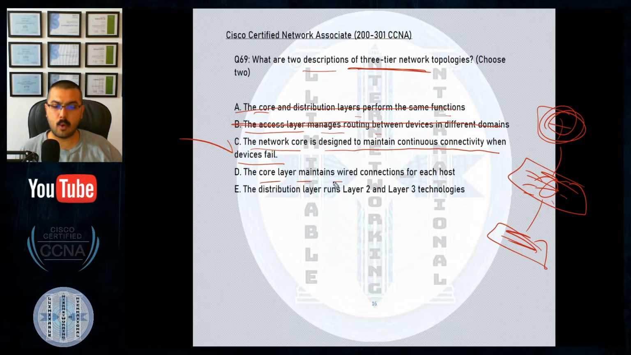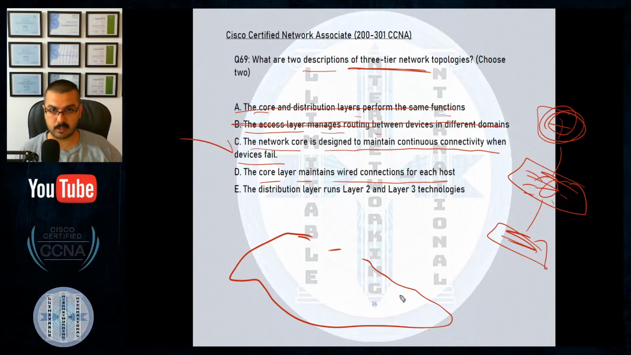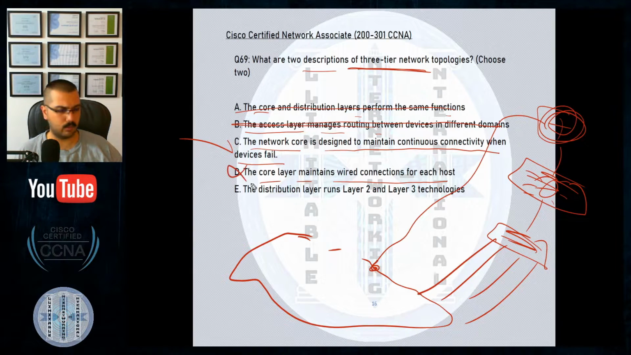The core maintains a wired connection for each host. A host means any device here in your network, IP phones, cameras. So the core will be connected by wire to those? No, it will be very far. The access layer will be doing that. Okay, so that will be incorrect. The distribution layer runs layer 2 and layer 3 technologies. Yes, this is the distribution layer. It's communicating using layer 2 with the access and at the same time using layer 3 with the core. I need a breath. Yeah, so that will be CCNA.